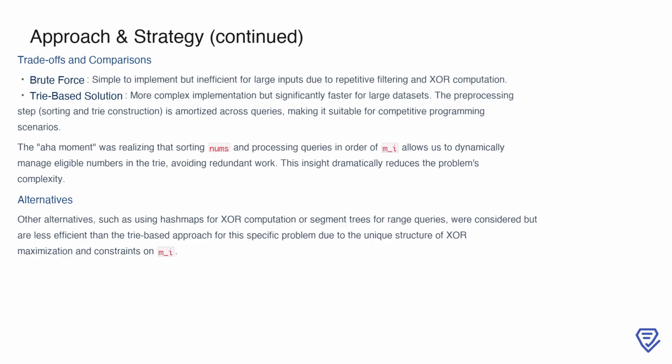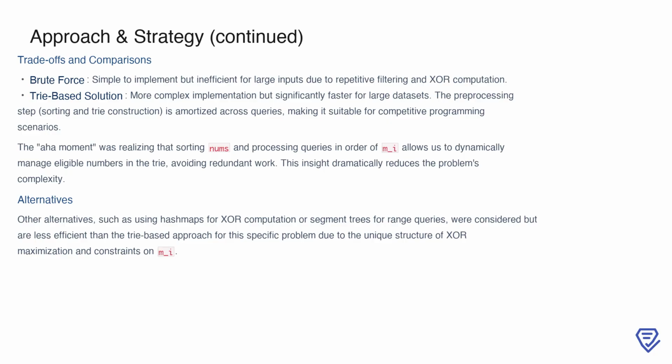When comparing the two approaches, the brute force method is much simpler to implement but struggles with efficiency, especially for large datasets. The repetitive filtering of nums and XOR computations for each query introduce a significant bottleneck. In contrast, the tree-based solution is more complex to implement but offers a dramatic improvement in speed. The pre-processing steps, such as sorting nums and queries, and dynamically managing eligible numbers in the tree, are amortized across all queries. This makes the solution fast and suitable for competitive programming scenarios.